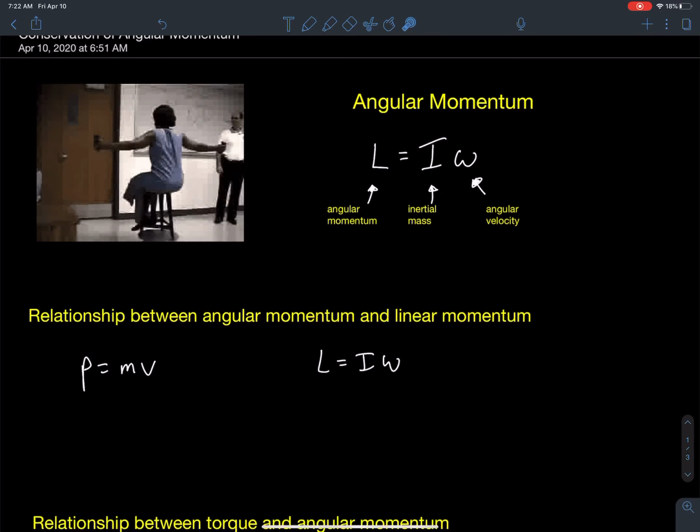When she pulls her arms in, she's changing her inertial mass. She's changing the radius, r, of those weights that were on the outside of her arms. And if she lowers her inertial mass, the angular velocity has to compensate. So when her arms are out, she's rotating slower. When they're in, she speeds up because the angular velocity has to compensate.